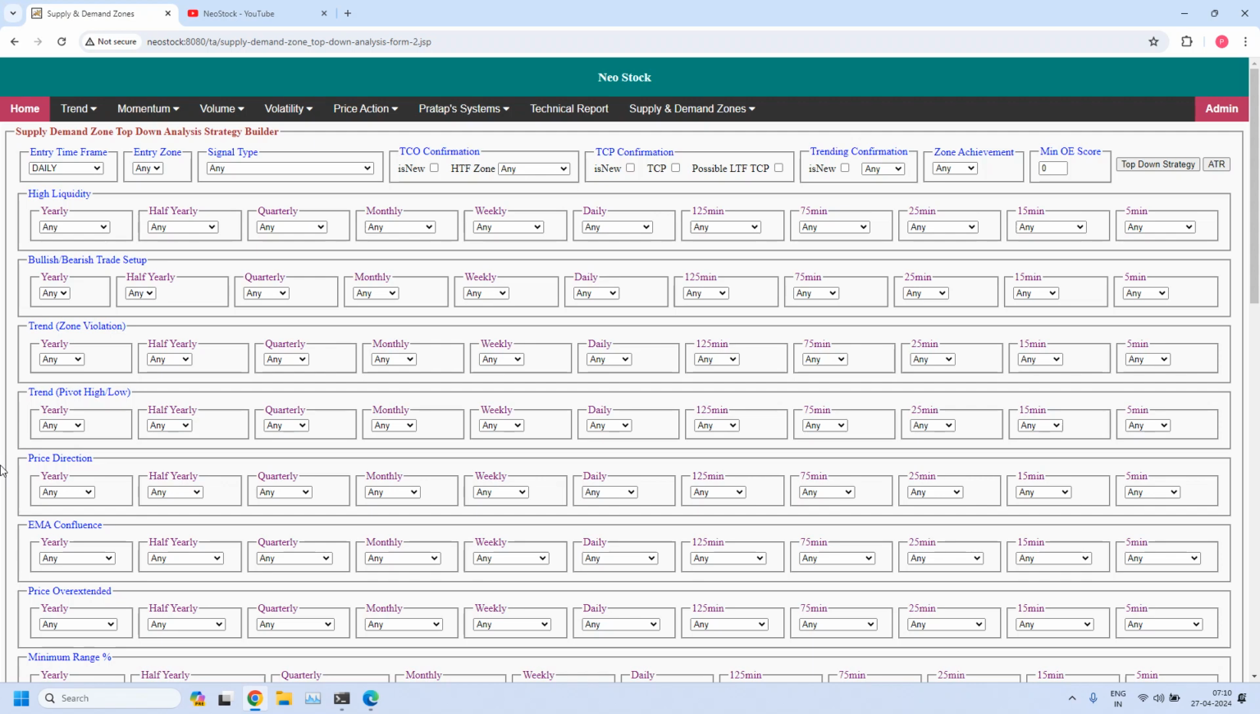Now I'm going to generate bullish and bearish trade setups for daily income trade and hourly income trade.